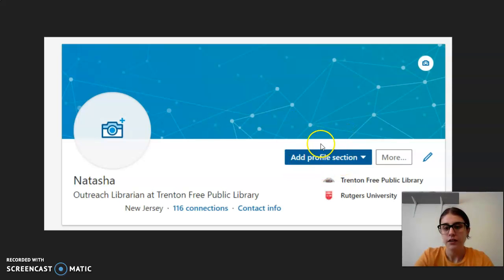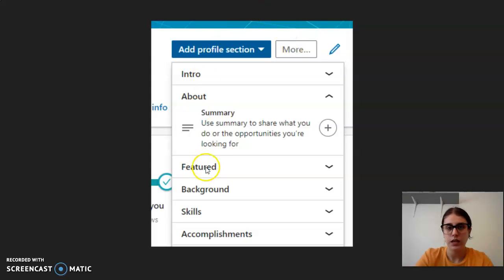You'll notice over here, there's this drop down that says Add Profile section. This is what it looks like when you click on it, and there's all sorts of different things that you can add, your background, skills, and accomplishments. For today, we're going to do the About summary, and this is explaining what you do or the opportunities you're looking for, or sometimes both. Again, it's one of the first things people will see when they access your profile, so you want to make sure it's as flattering to you as possible and puts your best foot forward.